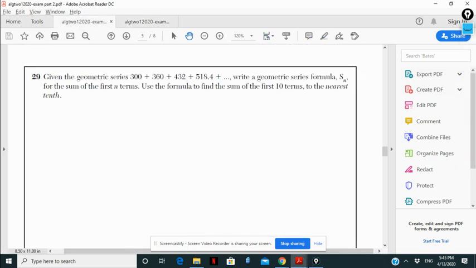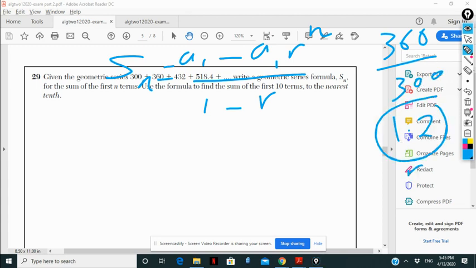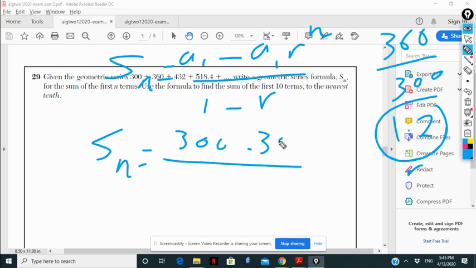Okay, now here I have to find the R. How to find the R? So 360 divided by 300 is giving me 1.2. That's the R. Okay, so the formula is Sn. What is the first term? 300. The first term is 300. What is the R? 1.2 to power n and 1 minus 1.2.